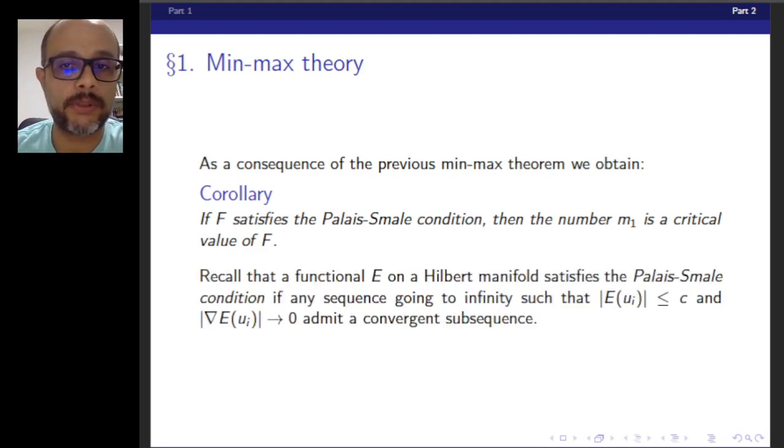So here I recall what the Palais-Smale condition means. The Palais-Smale condition means that any sequence going to infinity that has image bounded by the function e, and such that the gradient of the function e applied to this sequence goes to 0, then the sequence admits a convergent subsequence. It's a very simple condition to state.